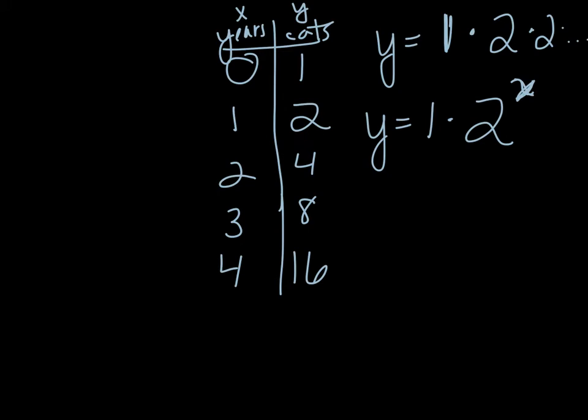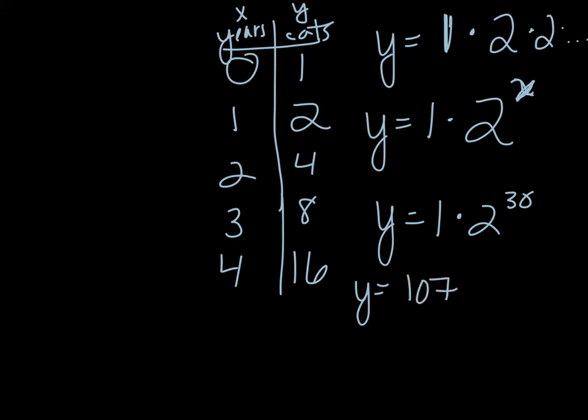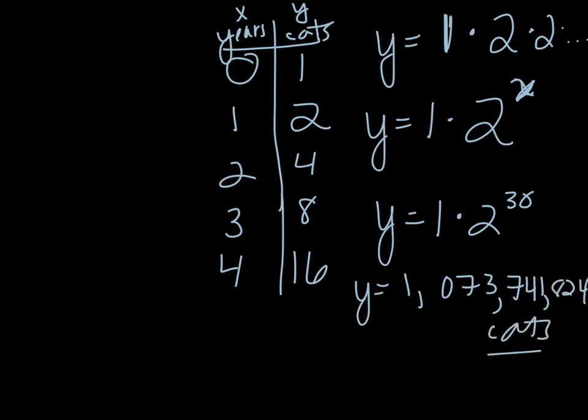So by the 30th year, I will hypothetically have 100 million, no... 1,073,741,824 cats. Wow, that'll be a lot of cats.